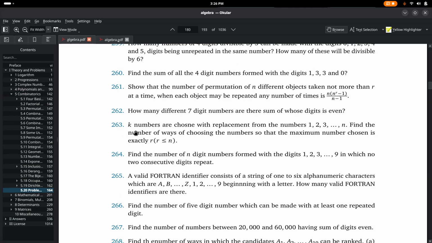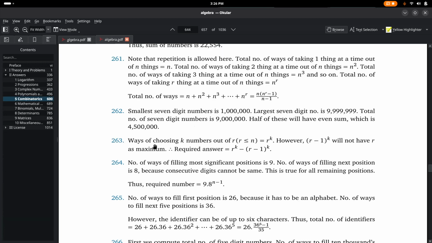Question 263 says: k numbers are chosen, there is a spelling mistake here, with replacement from the numbers 1 through n. Find the number of ways of choosing the numbers so that the maximum number chosen is exactly r. So we can choose k numbers out of r in r to the power k ways because numbers can be replaced. However, (r minus 1) to the power k will not have r as maximum. Therefore, the required answer is r to the power k minus (r minus 1) to the power k.